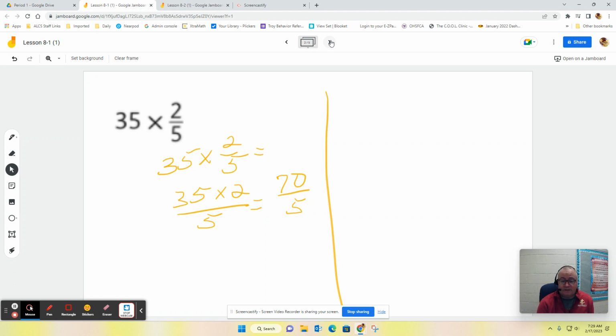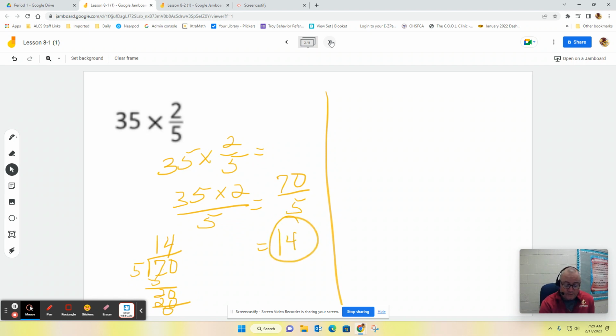So I could do 70 down here. I could do a long division problem. 70 divided by 5. 5 goes into 7 once. I subtract. I bring down the 0. 5 goes into 20 4 times. I subtract. I get 0. So 70 divided by 5 equals 14. That would be my answer.